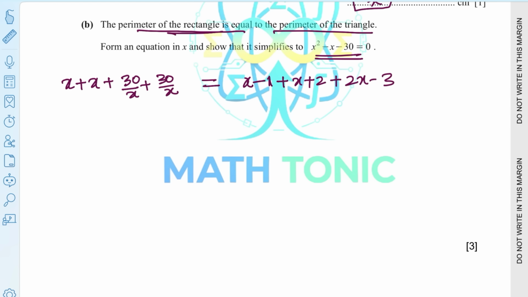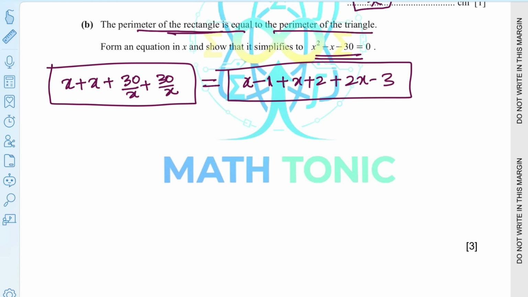Okay, now both are equal. This is the perimeter of the rectangle, and this is the perimeter of the triangle. Both are exactly the same as per the question. Now if you add it, it will be 2x plus 30 plus 30 is 60 over x. Yes, because the denominator is equal, so the numerators should be added. Now this is x plus x, 2x plus 2x becomes 4x, right? And minus 1 plus 2 is 1, and 1 minus 3 equals minus 2. Got it?